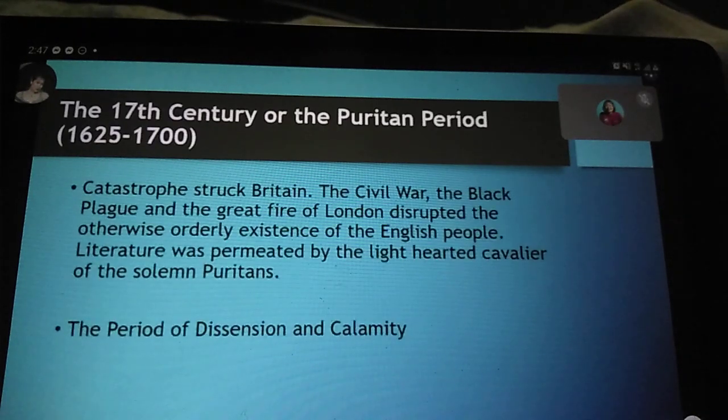Then after the Renaissance is the 17th century, the Puritan period. The 17th century is considered the period of dissension and calamity. Catastrophe struck Britain. The Civil War, the Black Plague, the Great Fire of London disrupted the otherwise orderly existence of the English people. Literature was fermented by the light-hearted cavalier and the Solemn Puritans.